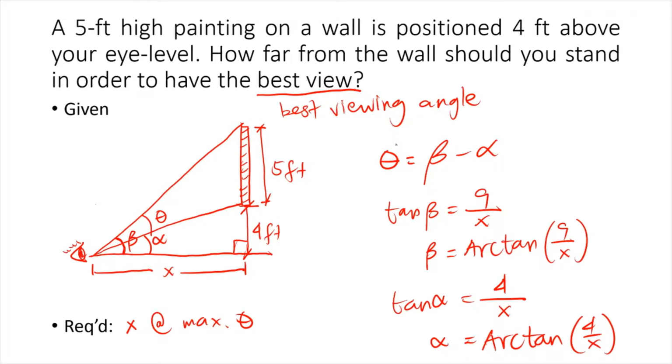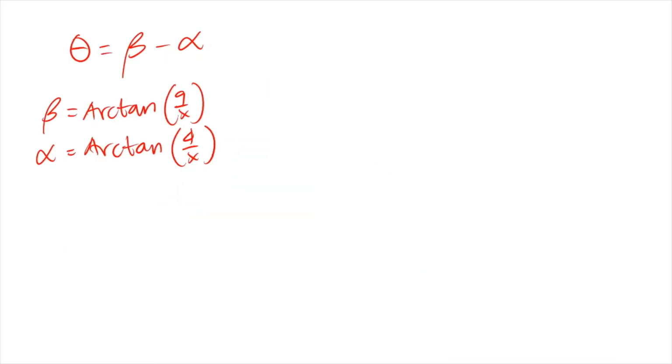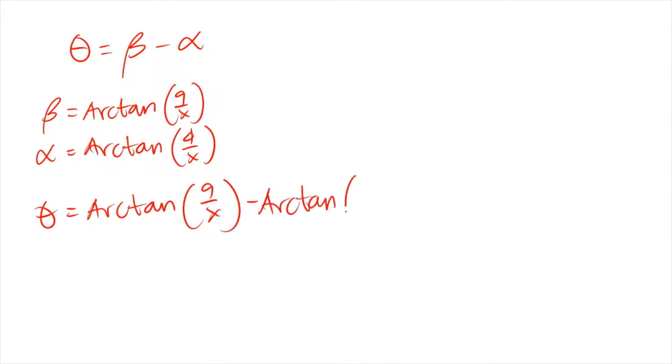equation of theta. Okay, in summary, we have the primary equation theta equals beta minus alpha, where beta is arctangent of 9 over x and alpha is arctangent of 4 over x. So let's plug in the equivalent expressions. Theta now is equal to arctangent of 9 over x minus arctangent of 4 over x. And then now we differentiate this equation with respect to x.